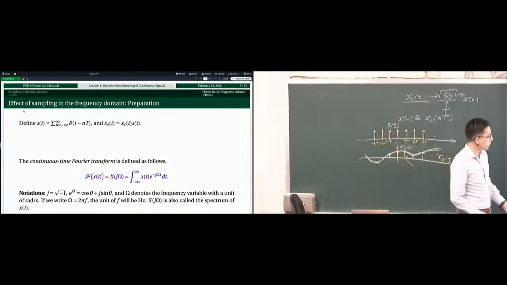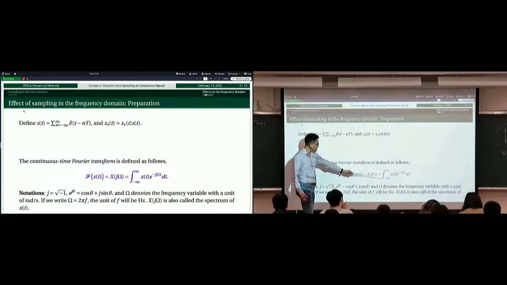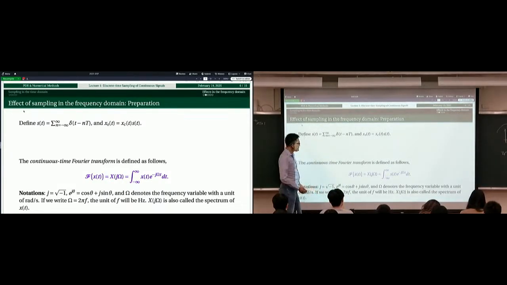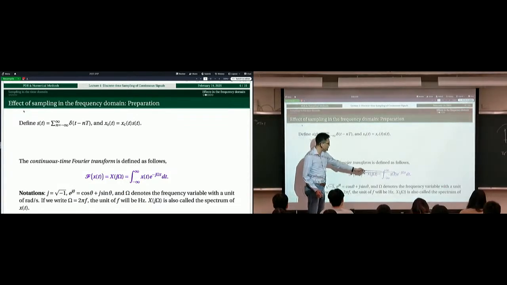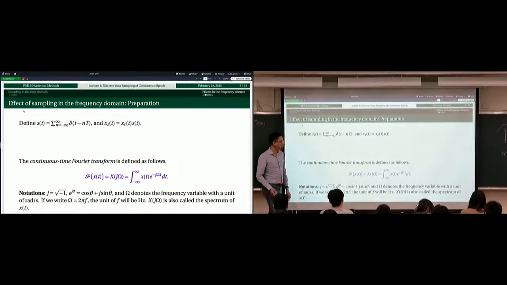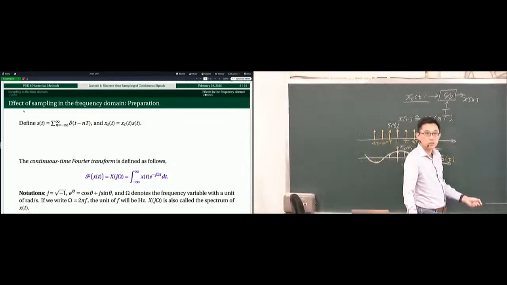Then the mathematical definition of the transform is listed on the right. We are going to multiply our signal with e to the minus j omega t, multiply them, and then take an integral. The result is a function of omega. Is that clear? I hope this sounds familiar and brings back some memory.